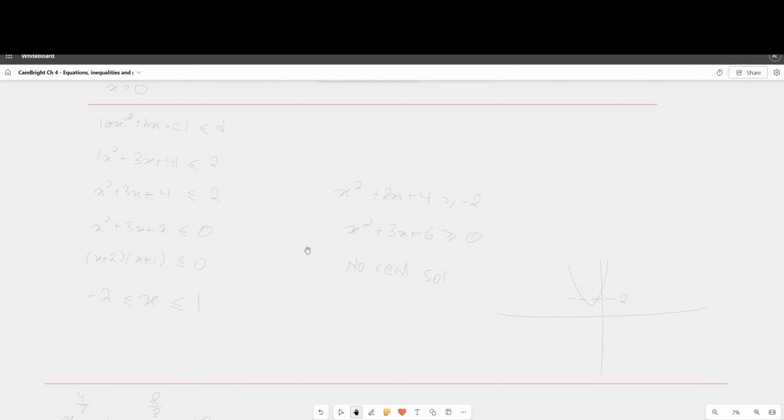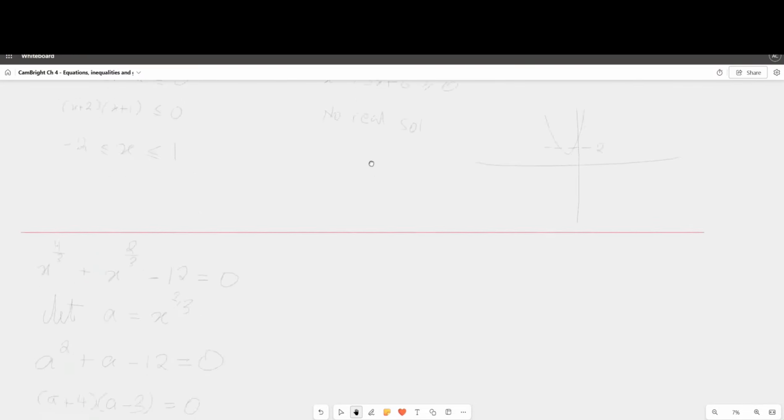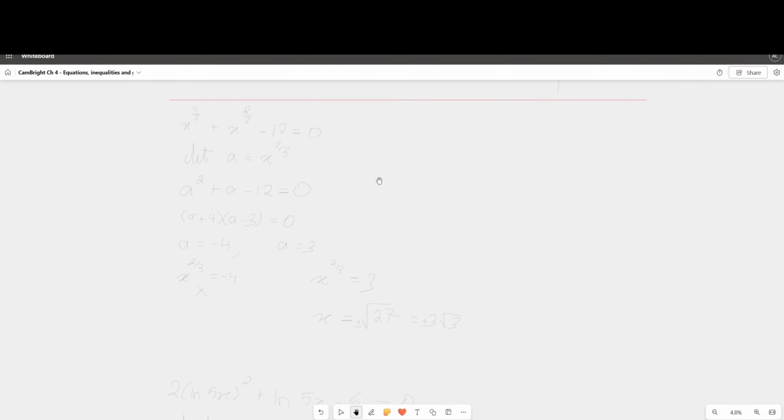The same thing here. Less than or equal to 2 makes less than or equal to 2 and greater than or equal to -2. Now, if you have some more complex equations, they're actually quadratics if you look at them closely. As you can see here, if we take a is equal to x to the 2/3, you can see that this is just a squared plus a minus 12, which is a quadratic equation. So you can find values for a.